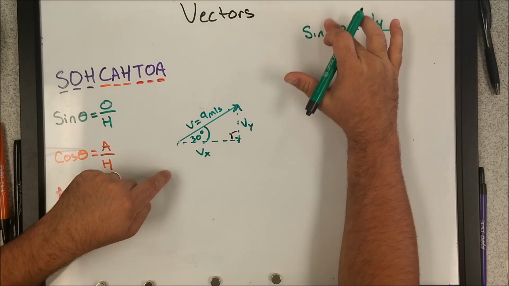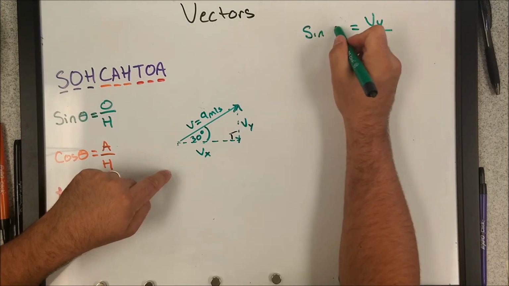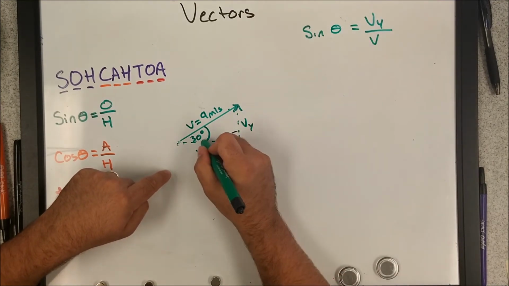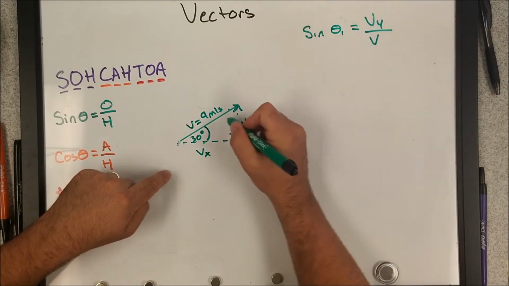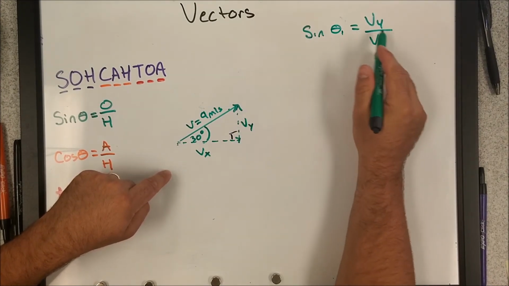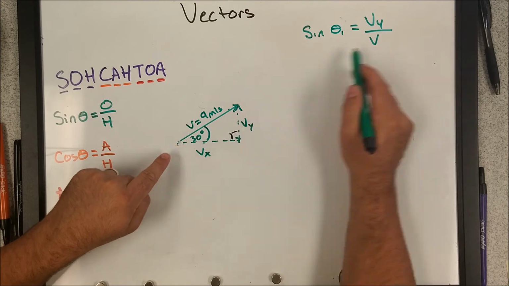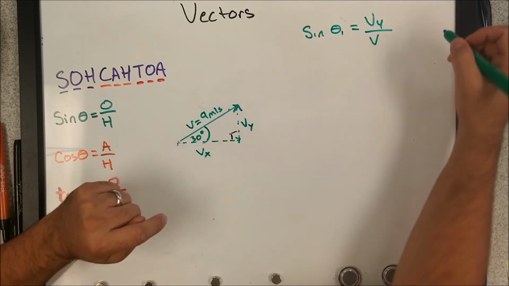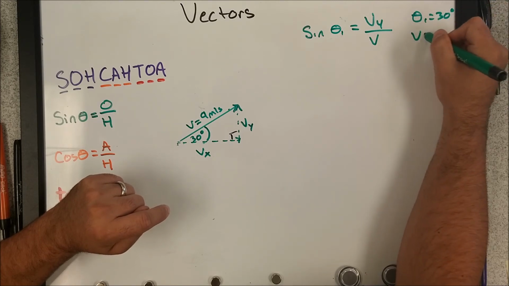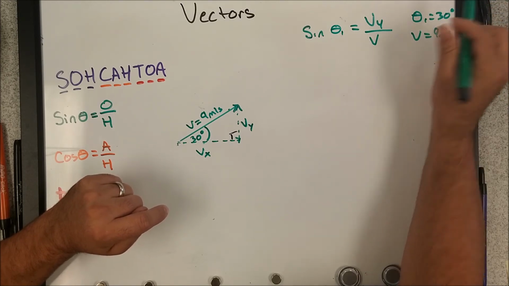And I guess if I really wanted to be particular, leaving it in my variable form first, I'll just do this. So sine of theta equals Vy over V. And maybe I'd call that theta 1, because this would be probably theta 2, right? Now, I know theta 1, that's 30, and I know V, that's 9. I could write that in. Theta 1 is 30 degrees, and V is 9 meters per second.